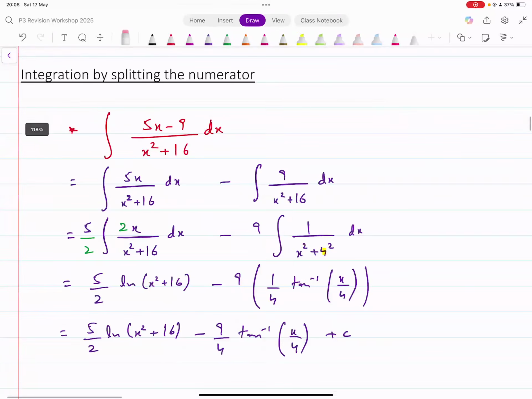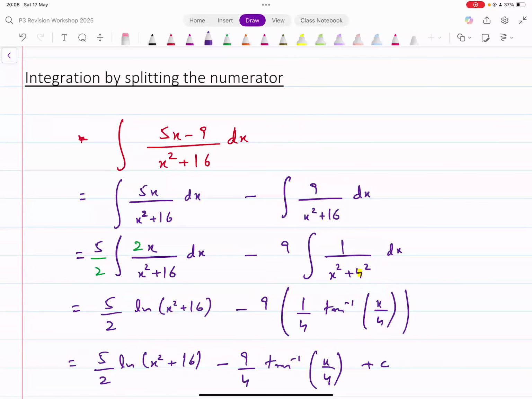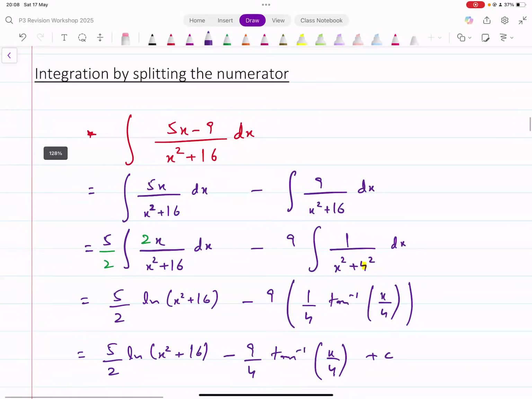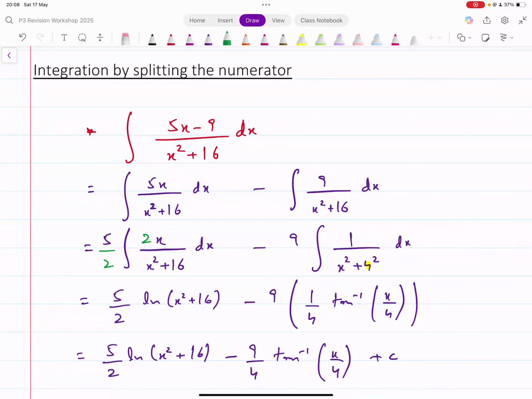Another possibility is, it's not a rule as such, but just a trick that you need to keep in mind that will help you integrate some fractions when one of those rules does not directly work. If you have 5x minus 9 over x squared plus 16, the ln rule does not work here because that requires 2x as the numerator. We've got this constant as well. We can't make it just 2x. This is also not tan inverse, because tan inverse requires only a constant in the numerator. We have an x term as well. If we just had this, we could use the ln rule. If we just had this, we could use the tan inverse rule.